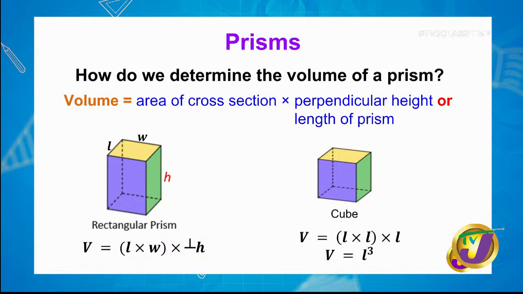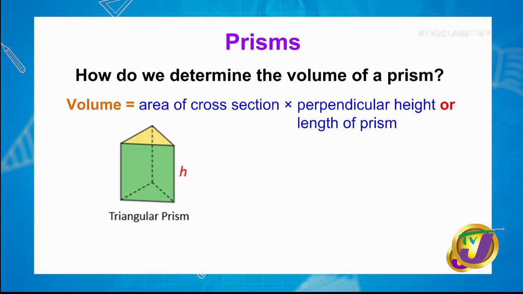So what about the triangular prism now? Similar idea. We're looking here at the cross-section being a triangle. And if we recall, to find the area of a triangle, we need to know its base. One of the ways is base multiplied by its perpendicular height, and in this case we're talking about the perpendicular height of the triangle. And of course, we multiply that by the height of the prism.